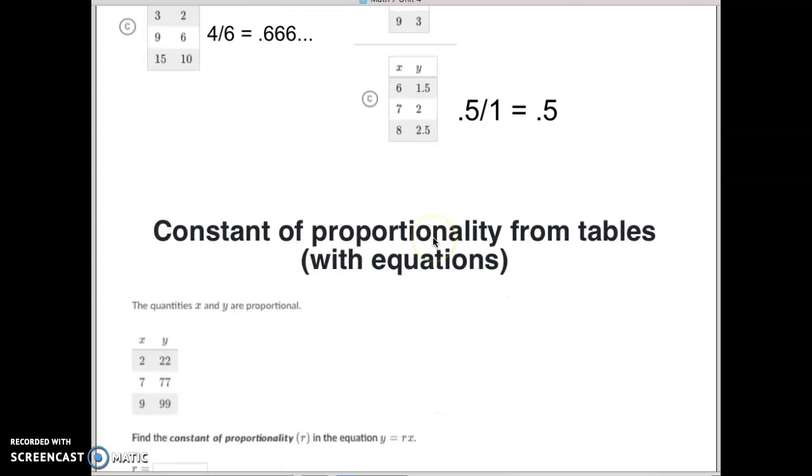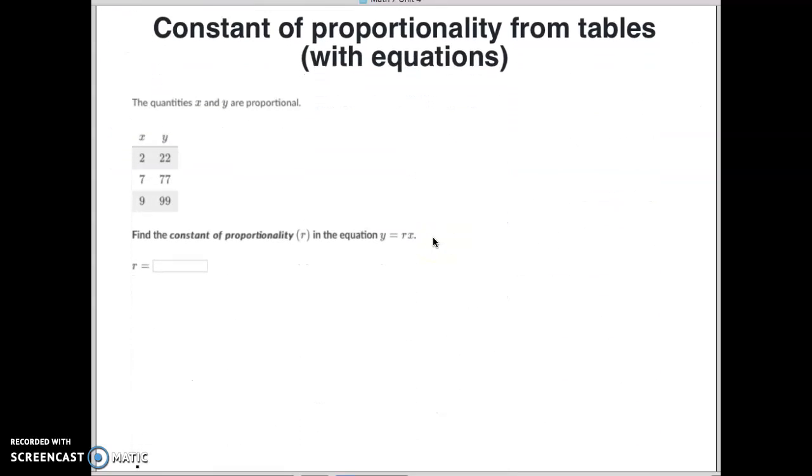Now, second one, very similar. Constant of proportionality from tables with equations. Ooh, it's really not that difficult, guys. You don't have to worry too much about the equation. We are still doing the same thing.